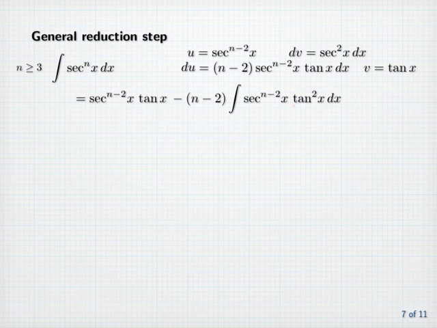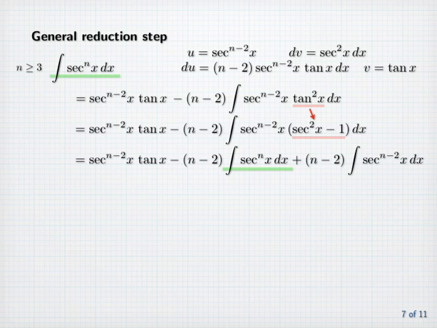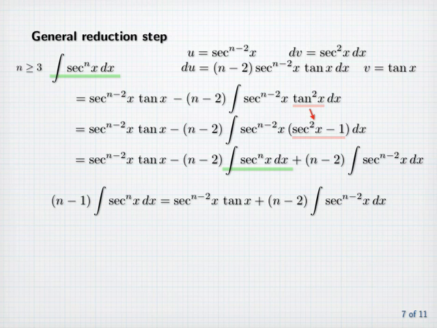Now we replace tangent squared x with secant squared x minus 1, multiply out the integrand, and break the integral into two pieces. So now we notice that we've got a multiple of the integral of the nth power of secant x on the right side, so we'll add n minus 2 times that integral to both sides. Now n minus 2 plus 1 is n minus 1, so we have n minus 1 times the integral of the nth power of secant x dx on the left, and on the right we have the n minus 2 power of secant x times tangent x, plus n minus 2 times the integral of the n minus 2 power of secant x dx. Now we divide by n minus 1, and we have our reduction formula.